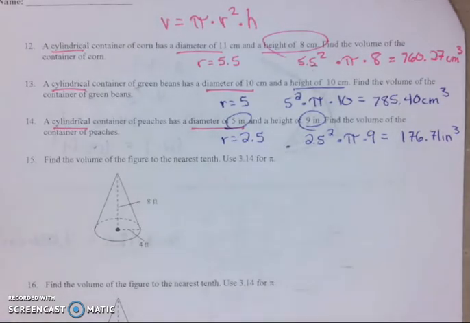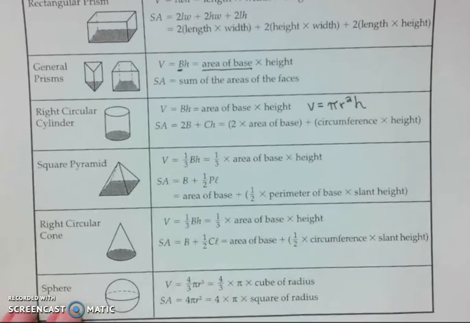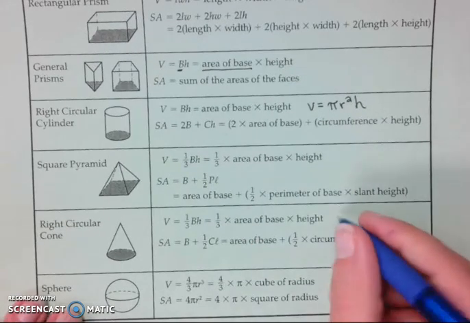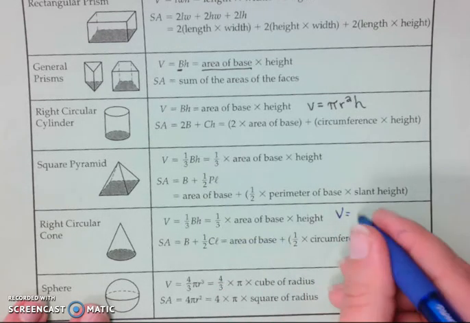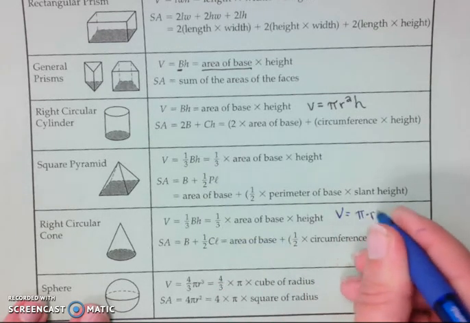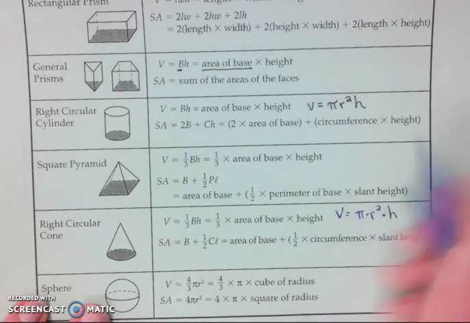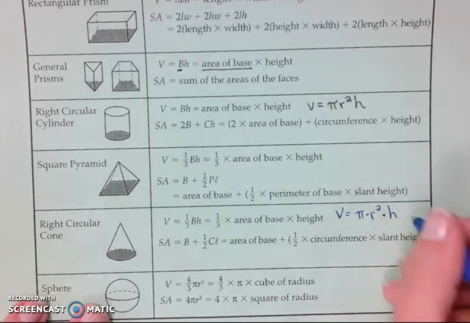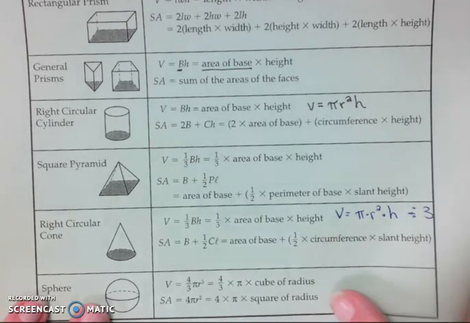So the next 2 problems are cones. Looking on our sheet, here's our cones, and on your sheet you can rewrite that if you want, that the volume is going to equal the area of the base, which is a circle, so pi times r squared, times the height. So we do all of that, same as this, as a cylinder, and then we divide by 3 for cones at the end. So you can rewrite that if you want.